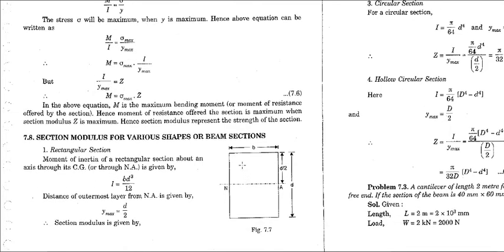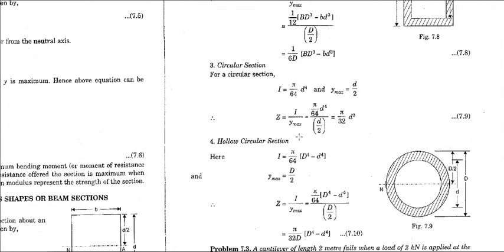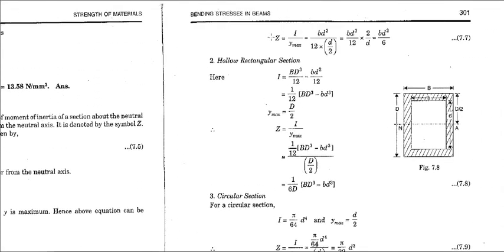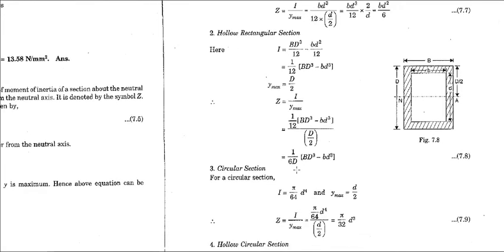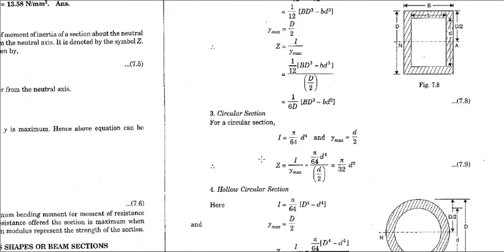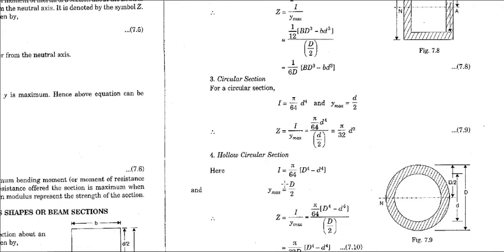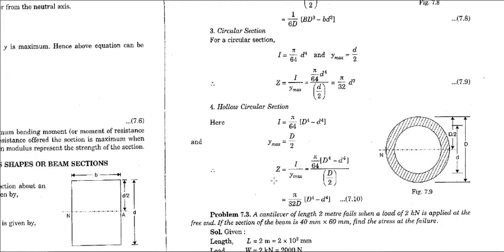Let's say we have a rectangular section whose moment of inertia we know, and the fiber at which the stress is maximum is at d by 2, then we can just put in the values and calculate Z equals I over y max, which is bd cubed over 6. Similarly, we can also calculate it for the hollow rectangular section, which will be 1 over 6d times (bd cubed minus b1 d1 cubed), and for the circular section this formula, and similarly for the hollow circular section.